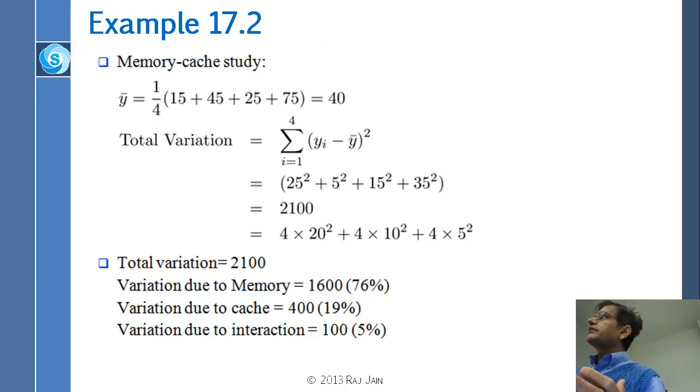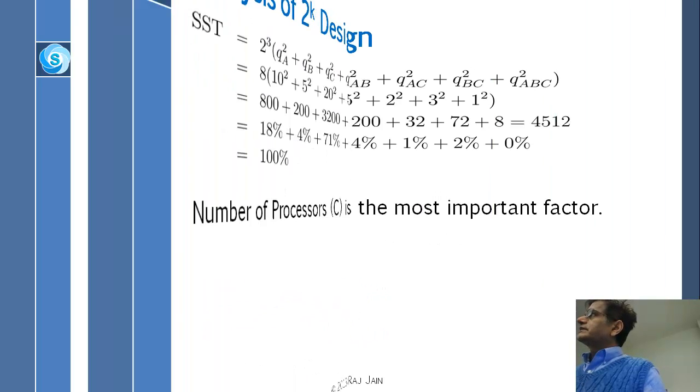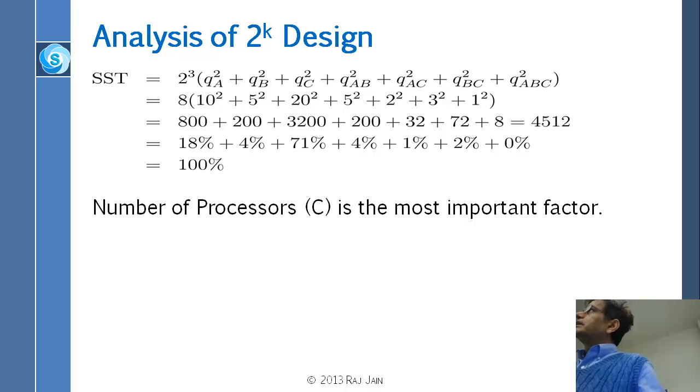Right? Or you can also do 4 times Q naught, QA square plus 4 times QB square, and so on and so forth. The effects, because the total variation in Y is explained by the model by each of these effects, as we call them. So in this case, if you do 2 raised to 3 QA squared plus 2 raised to 3 QB square and all that, you get 4512. That's the total variation. And this is the division of the total variation.